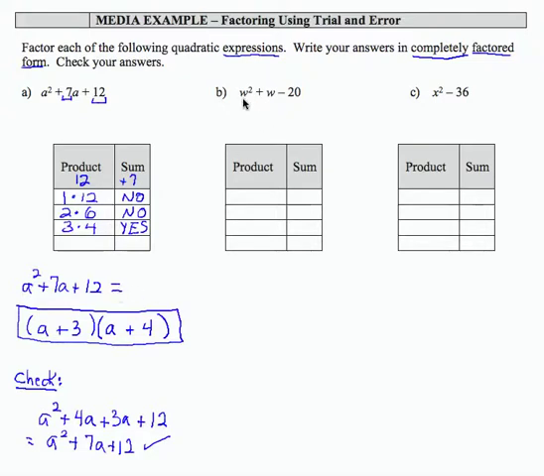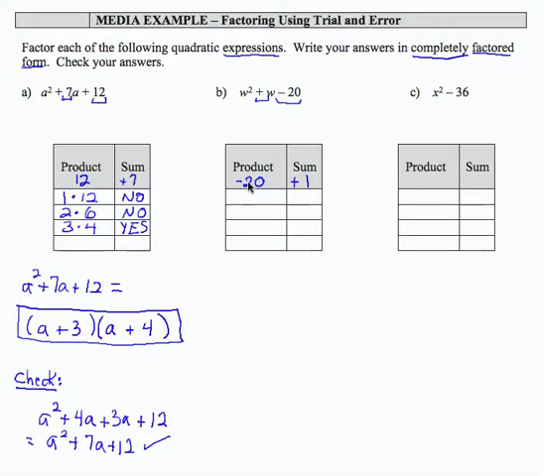Let's look at the next one. w squared plus w minus 20. So I want a product that equals negative 20. That's this number right here. And a sum that's going to be a plus 1. That's this coefficient of the middle term, the b term, the w term in this case. So I want two numbers that multiply to give me negative 20 that add to give me a positive 1.